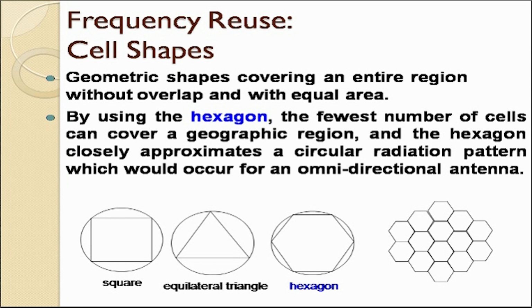Why do we go for the hexagon shape? Because it provides geometric coverage of the entire region without overlap and with equal area. By using the hexagon, the fewest number of cells can cover the geographic region, and the hexagon closely approximates a circular radiation pattern, which would occur for an omnidirectional antenna.